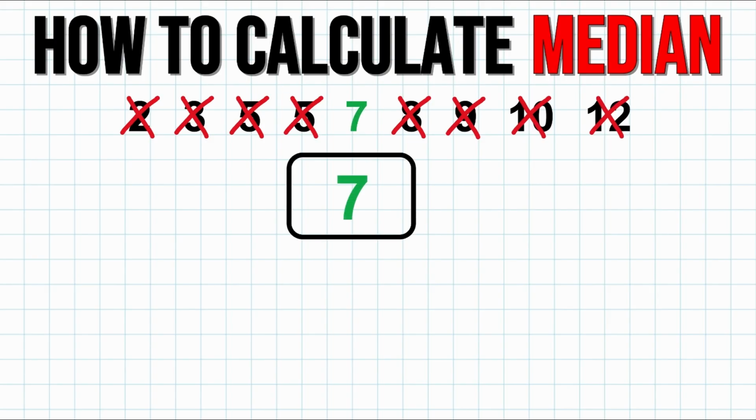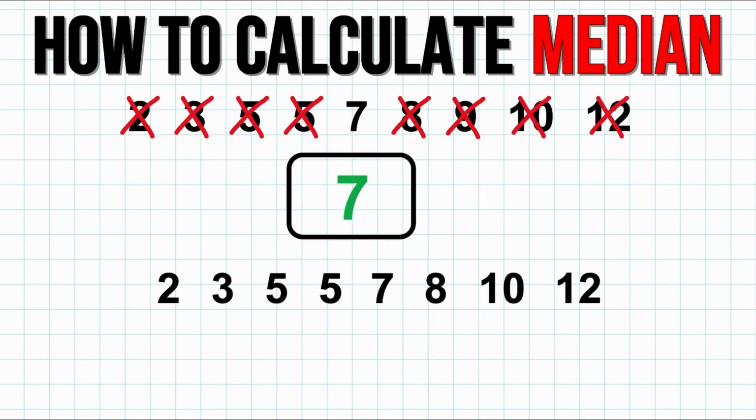But this doesn't always work, because the reason I was able to have a center number here is because there was an odd number of numbers. I had 9 numbers, and therefore the middle number was the 5th number. But consider the case where I have an even number of numbers. Here I have 8 different numbers in my sequence.